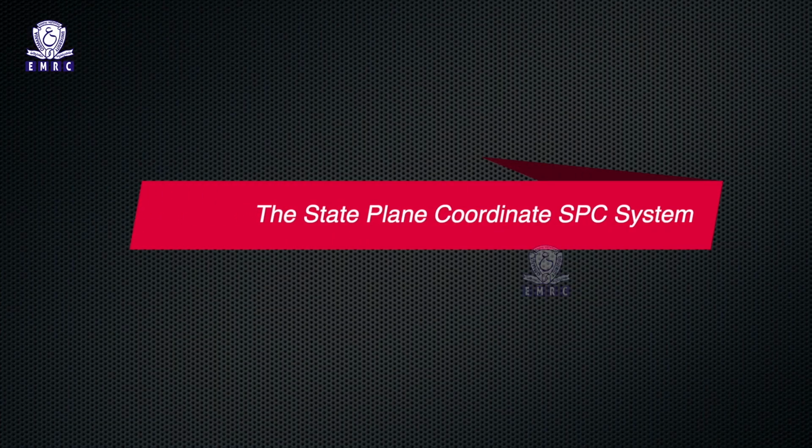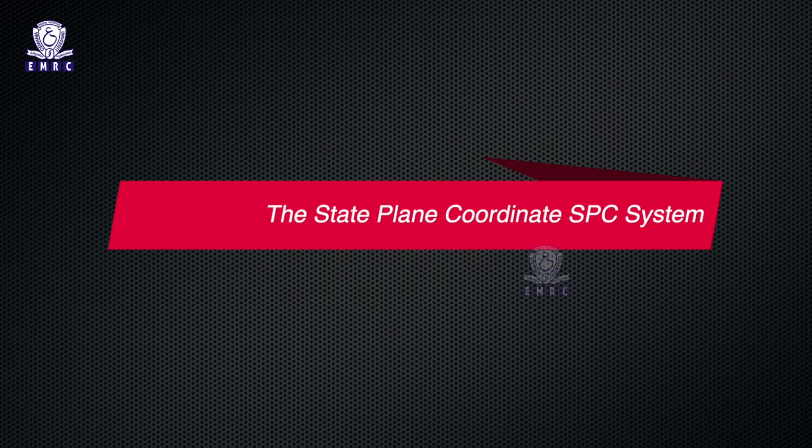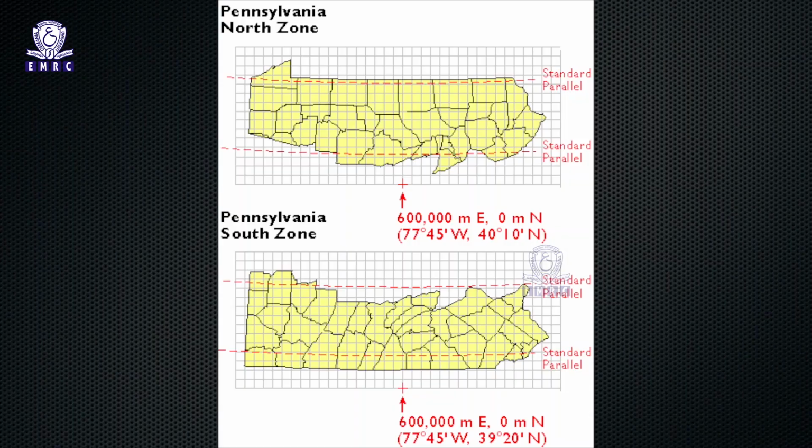The State Plane Coordinate, SPC, system. The SPC system was developed in the 1930s to permanently record original land survey monument locations in the United States. To maintain the required accuracy of one part in 10,000 or less, a state may have two or more SPC zones.